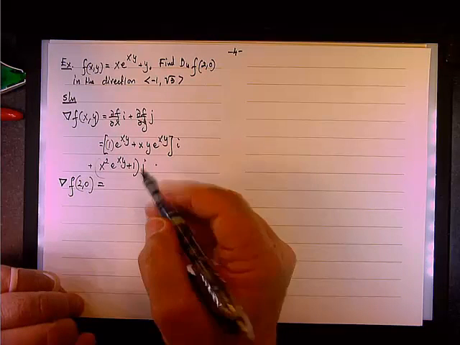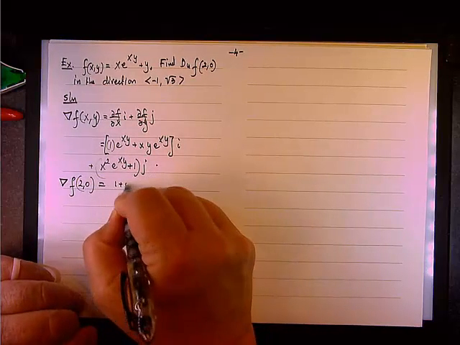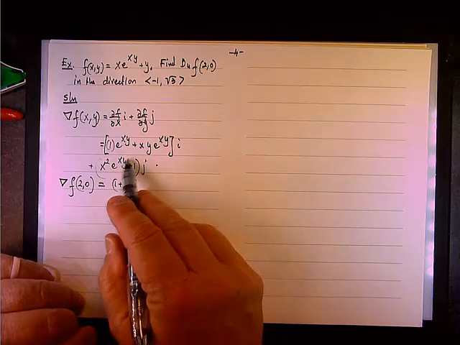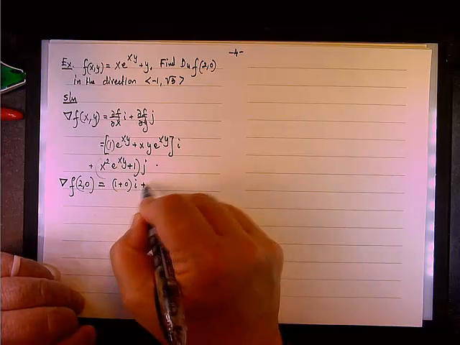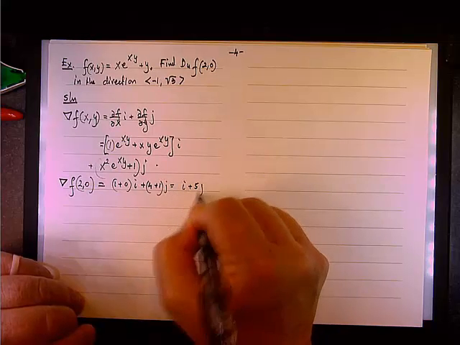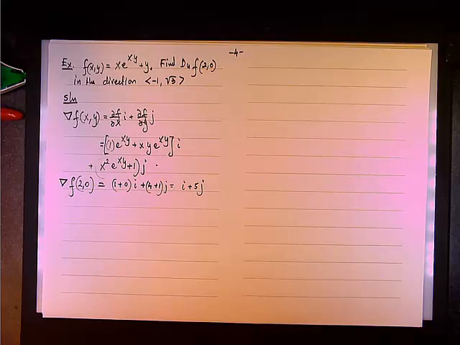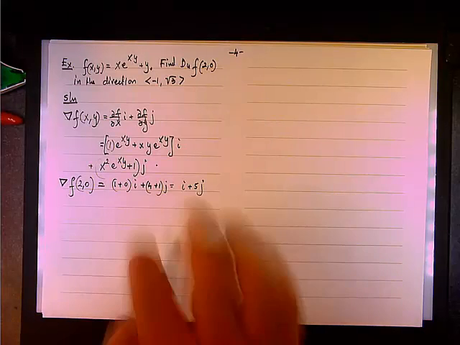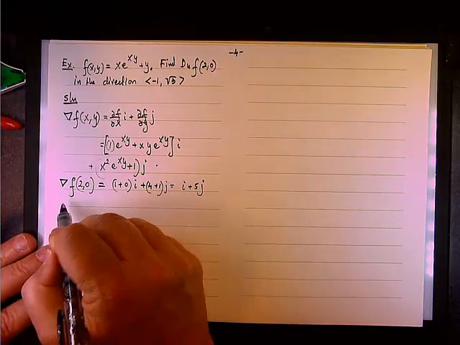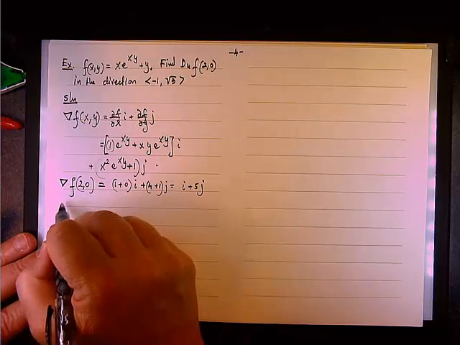When x equals 2 and y equals 0, then e to the xy becomes 1, and here we have 2 times 0, so it's simply 1. So we have 1 plus 0 in the i direction. And here we have 4 times e to the 0, so 4 plus 1, so 5 in the j direction. So we end up with i plus 5j. Okay, so this is the gradient vector at this particular point 2, 0. Okay, so it has a component in the i direction, or in the x direction, and a component in the j direction.